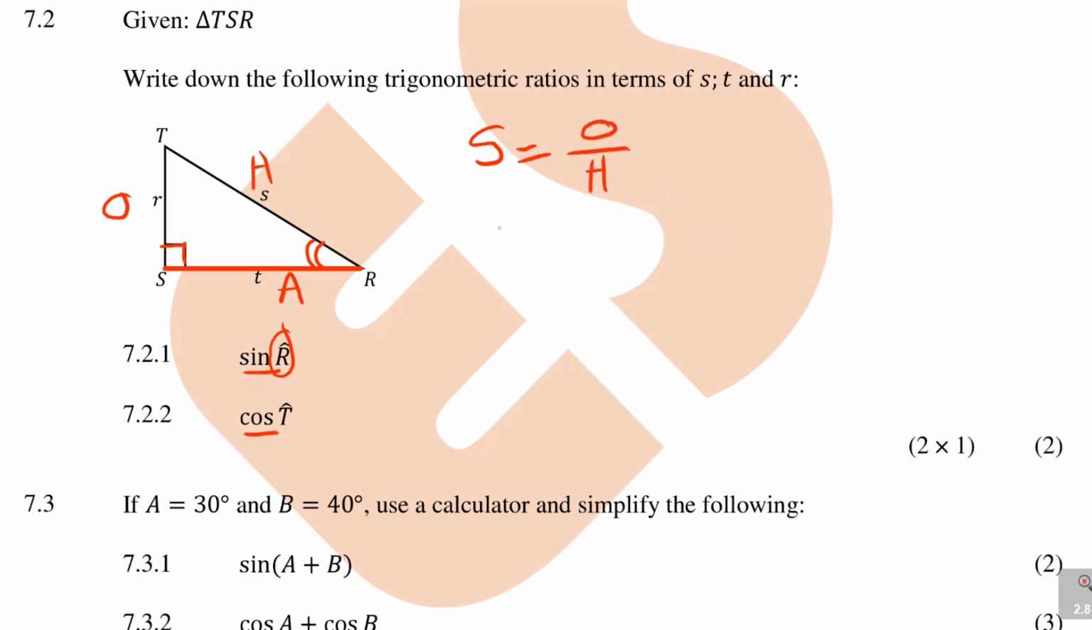So now sin R is equal to, what is my O? O is R over small r S. You see, that's how you do it.